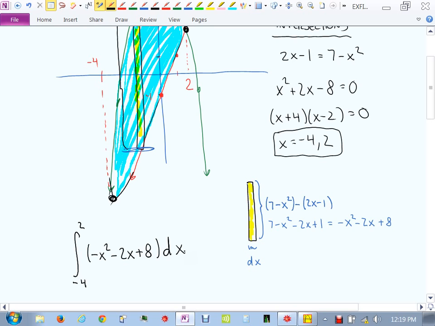Yeah, negative 1/3 x to the third minus x squared plus 8x, from negative 4 to 2. You plug in, you get a numerical answer. I'm not going to do that. But that's it, right? We're set up.